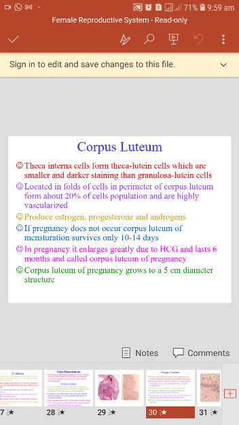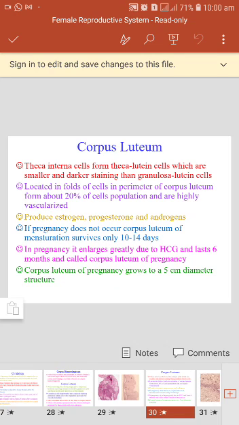Theca interna cells form the theca lutein cells, which are smaller and darker staining than granulosa lutein cells. Located in the folds at the perimeter of the corpus luteum, they form about 20% of the cell population and are highly vascularized. They produce estrogen, progesterone and androgens. If pregnancy does not occur, the corpus luteum of menstruation survives only 10 to 14 days. In pregnancy, it enlarges greatly due to hCG and lasts 6 months, and is called the corpus luteum of pregnancy.